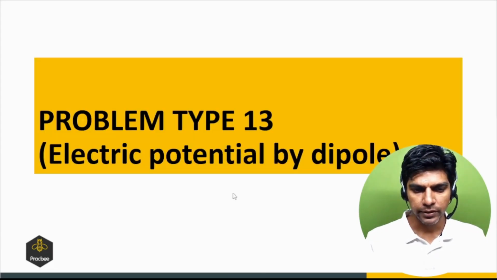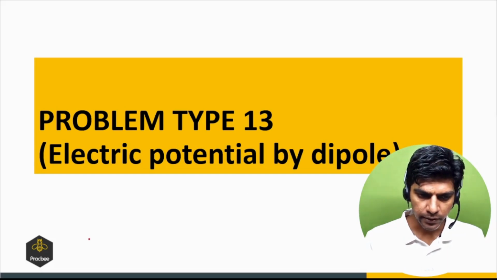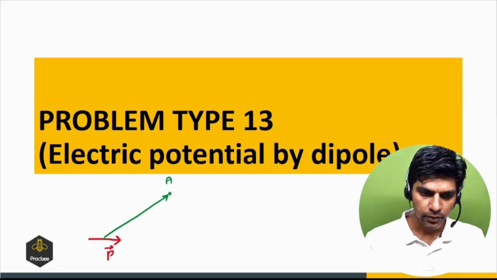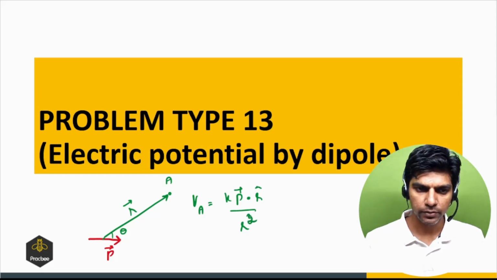Right, so now let us see the next problem type. So it is about electric potential by a dipole. So if you remember, in case of a short dipole, if P is the electric dipole moment, and if you want to find the potential at a general point, let us say at A, where this angle is theta and this is r vector, then potential at A is defined as Kp dot r cap divided by r cube. Oh, sorry, not r cube, r square.